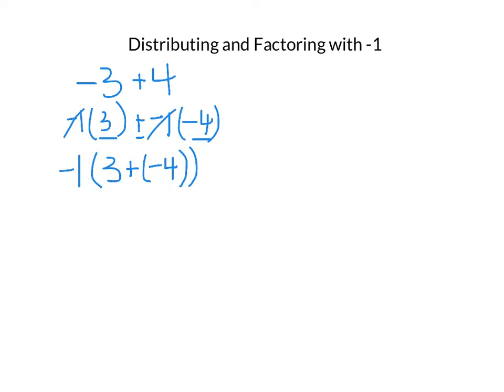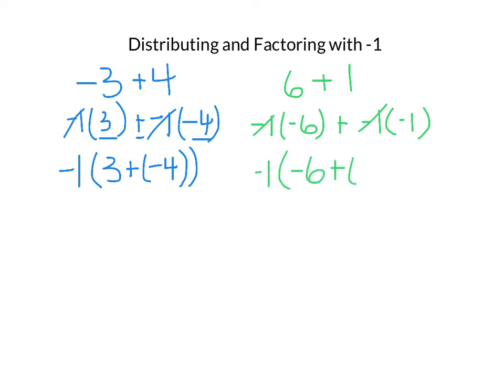And then we'll try one where they're both positive. How about just like 6 plus 1? And again, if I'm going to factor out a negative, it's going to be negative 1 times negative 6 plus negative 1 times negative 1. That's the only way we're going to get back a positive 1. So I factor out, or take out, the negative 1, put it in front, and I'm left with negative 6 plus negative 1.